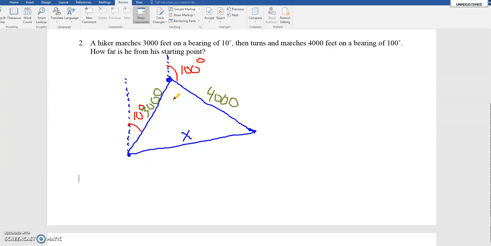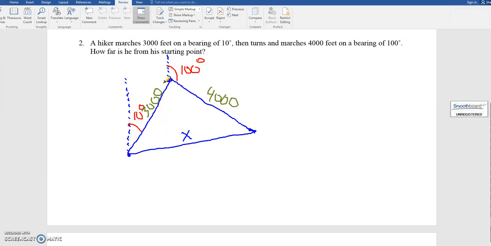One thing that kind of jumps out at me is that if these are parallel lines and this is a transversal right here, those are alternate interior angles, I believe. I think it's alternate interior angles. But these two angles right here should add up to 180. It should be supplementary. So if this is 100, that means that this is 170.